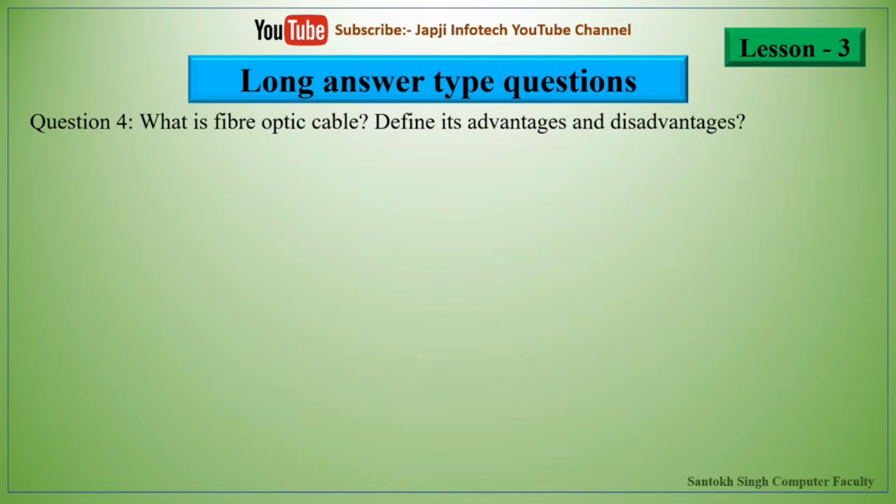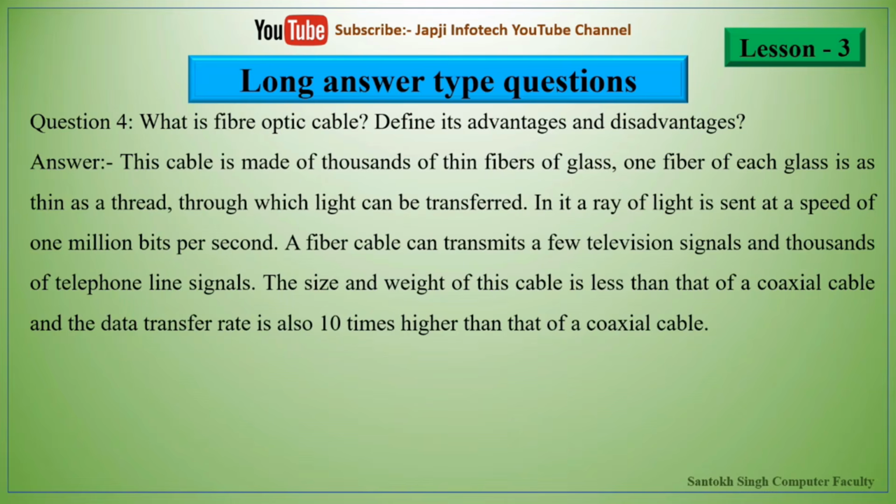So next question is, what is fiber optical cable? Define its advantages and disadvantages. This cable is made of thousands of thin fibers of glass. One fiber of each glass is as thin as a thread through which light can be transferred. In it, a ray of light is sent at a speed of 1 million bits per second.